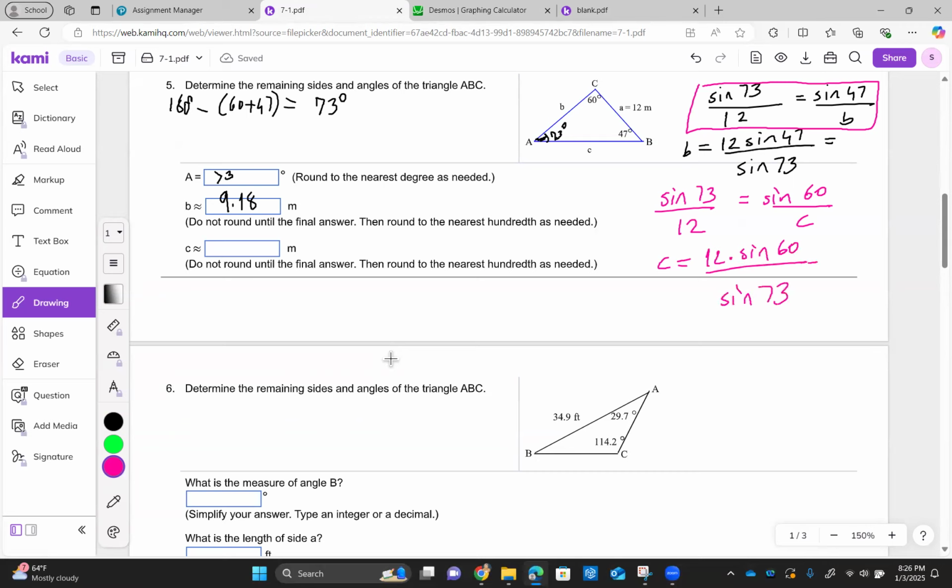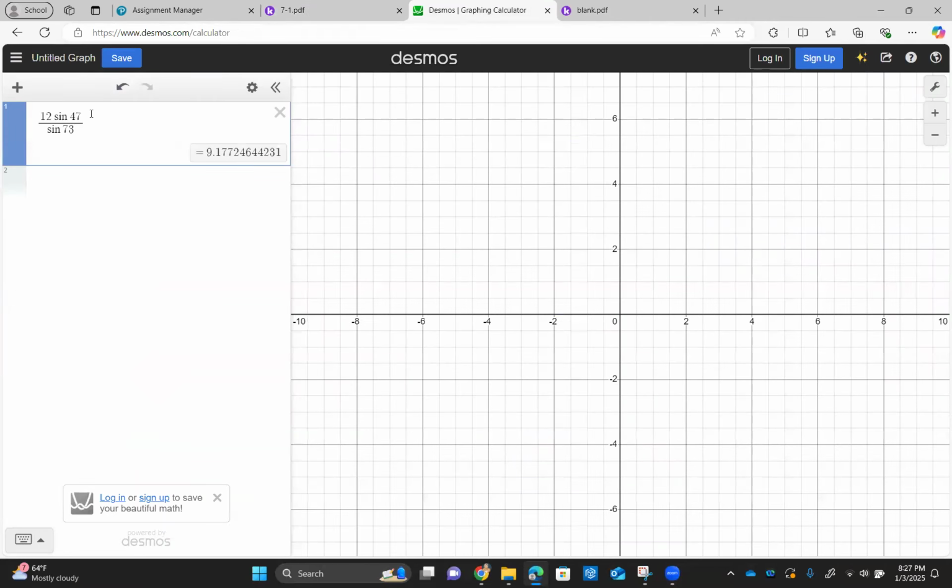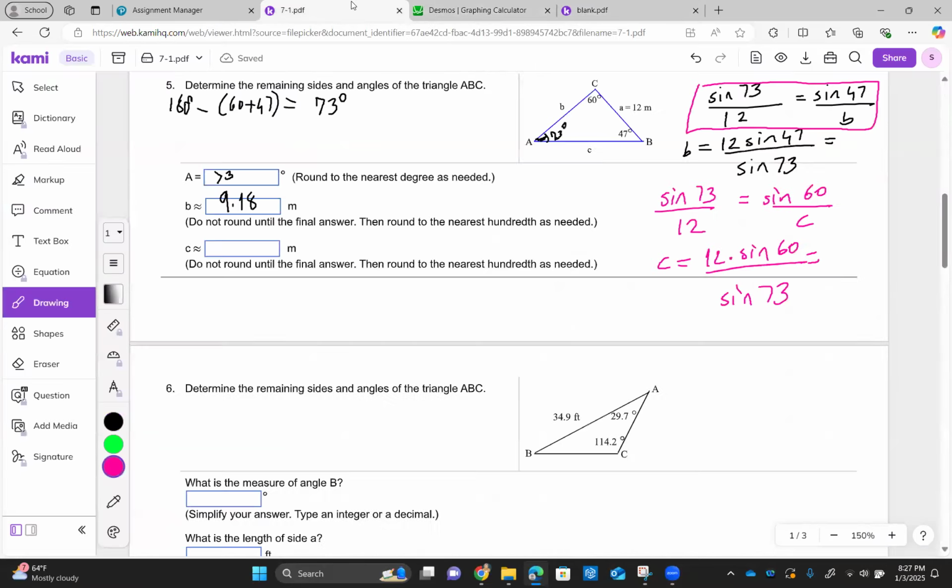So this is what I need to enter in the calculator. Look at the difference. 12 and 12, they are the same. Sine 47 changed to sine 60, and the denominator is the same. So on the calculator, all I really have to do is change this angle from 47 to 60, because that's what we have as angle C. So this is 10.87. 10.87 is what we need for side C.